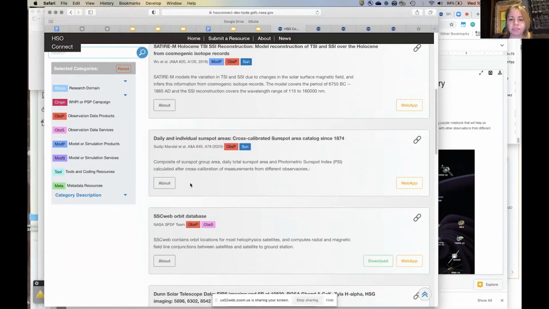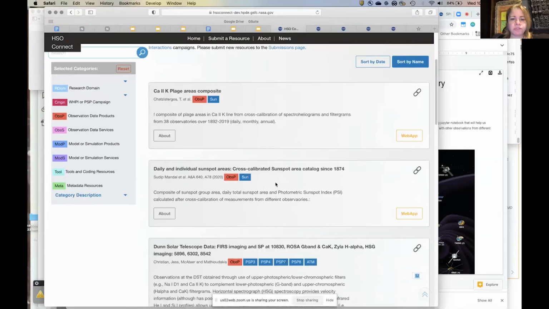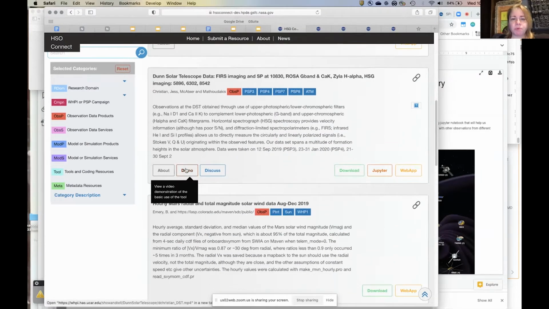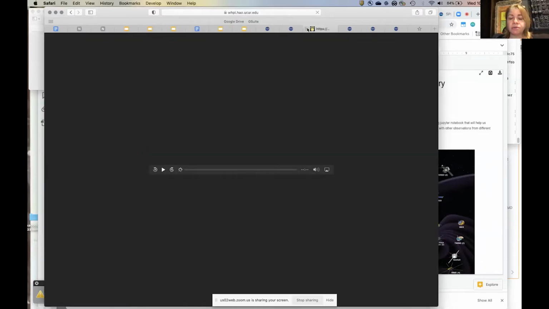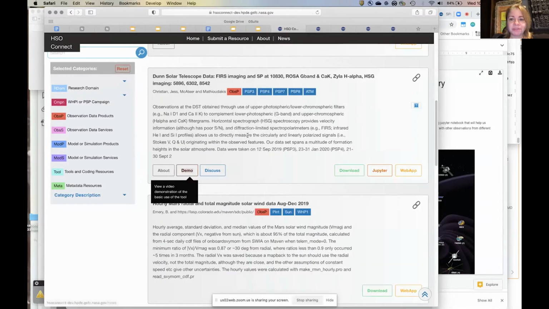In each of these elements, there are different features that you can have. For example, the Dunn Solar Telescope, which Damien has, is a data product that has been compiled for a variety of the campaigns. They did do one of the WHPI show and tells, and so I can click on the link, and you can get a nice tutorial from Damien telling you how to use the resource.